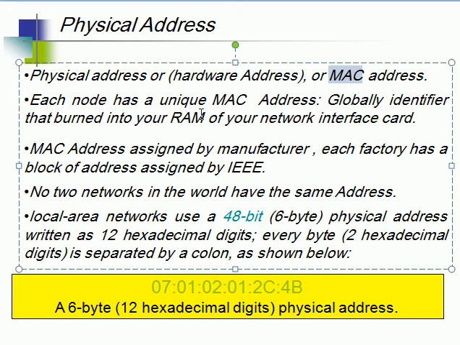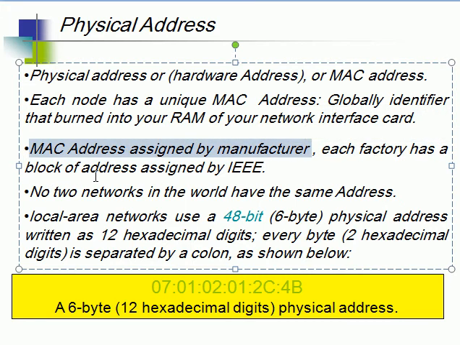So each node has a unique MAC address, or unique physical address, or unique hardware address. A global identifier burned into the ROM of your NIC, or network interface card. Okay? So any NIC has its own address. What is this address? Who gives this address? This address is given by the manufacturer.